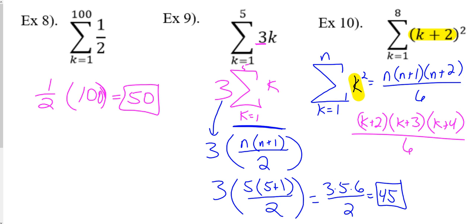Now my k value is 8, so I'm going to plug in 8 for that. So I'm going to end up with 10 times 11 times 12 divided by 6, which is 10 times 11, which is 110. 12 divided by 6 is 2, so 110 times 2 is 220. And that's our final answer.